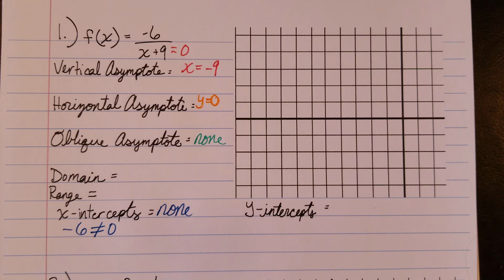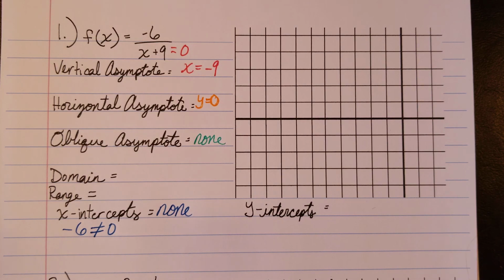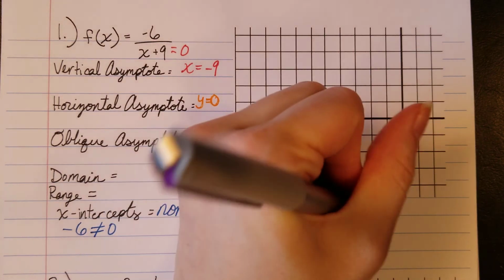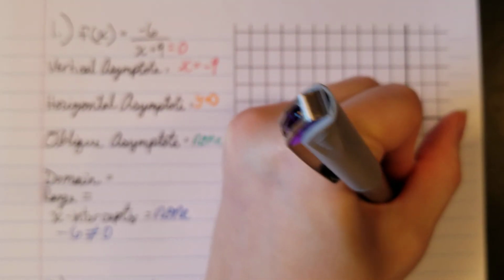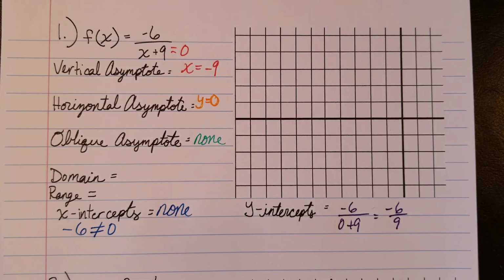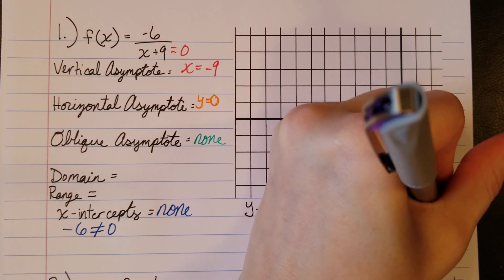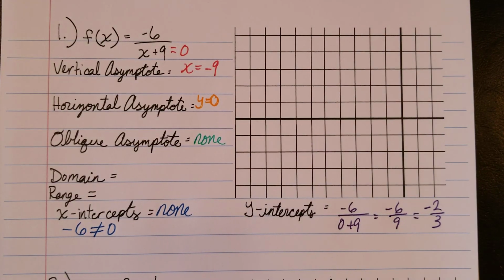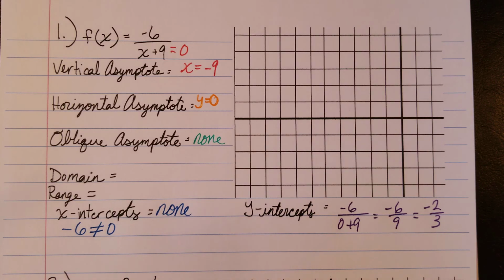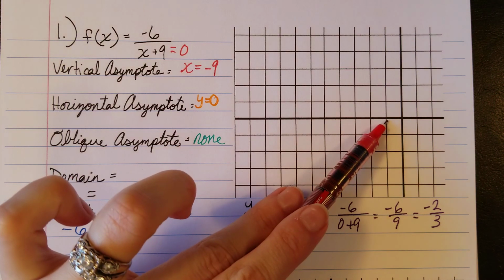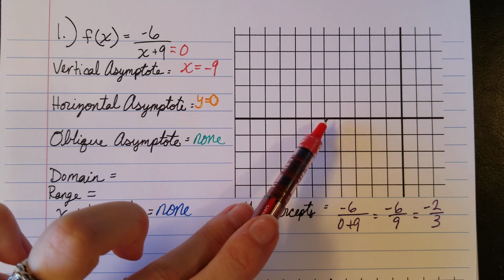To find the y-intercept, we'll just plug in 0 for x. That would be -6 over 0 plus 9, which equals -6 over 9. If we reduce that, that would be equal to -2/3. Now I can start putting all of this onto the graph. My vertical asymptote is at x equals -9. So 5, 6, 7, 8, 9.